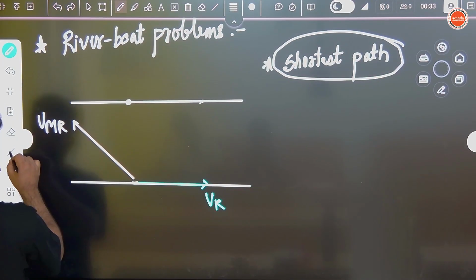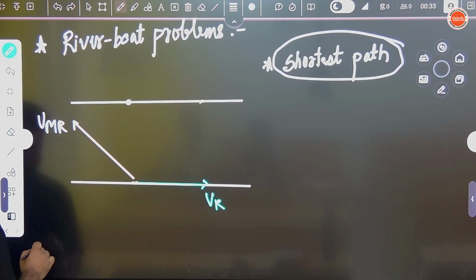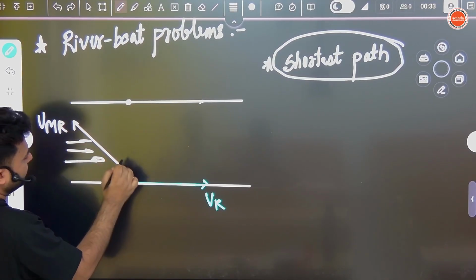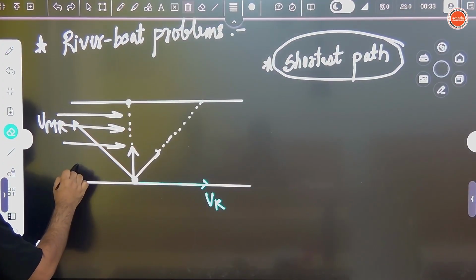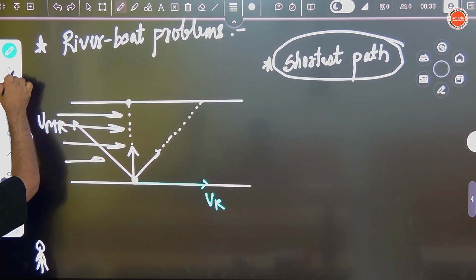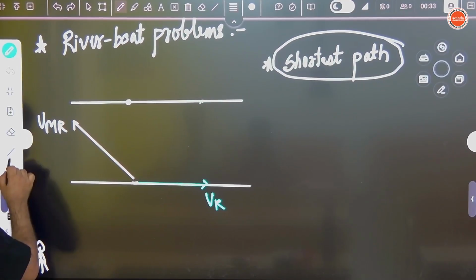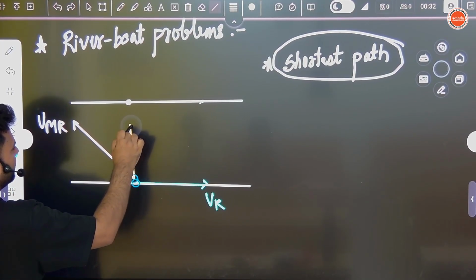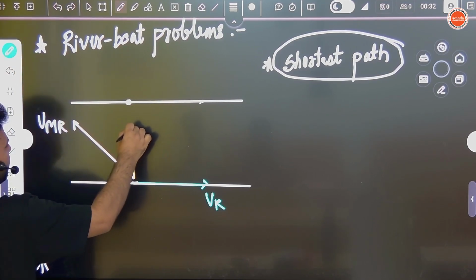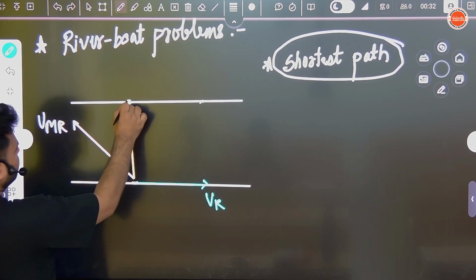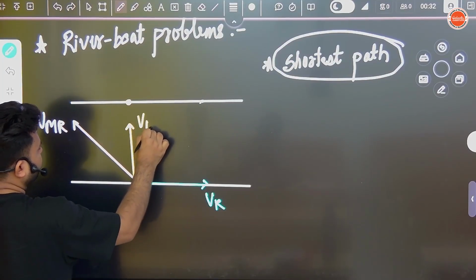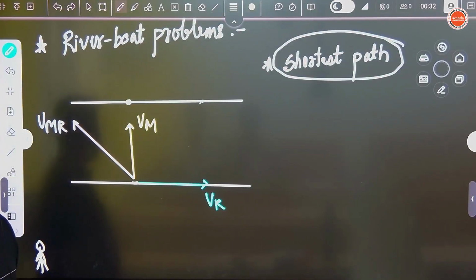So what will happen actually? If someone is watching all these things from the ground, he will see that water is tilting this. Water is coming like this, it will hit and it will become straight like this. Okay? Correct. So someone from the ground will say that the man finally moves in this direction and he will reach this point. So this is the shortest path. This will be the final velocity of man. Correct.